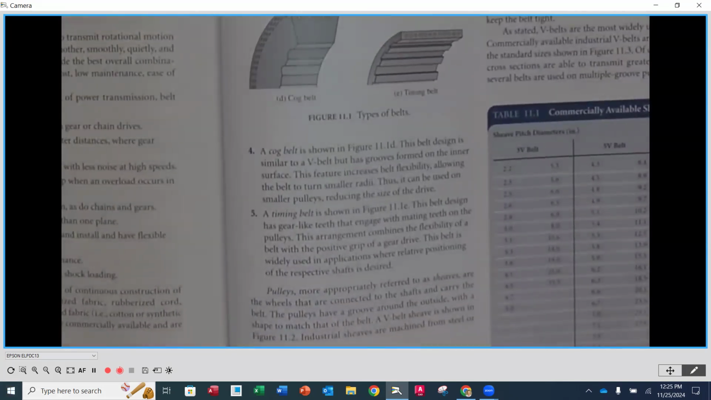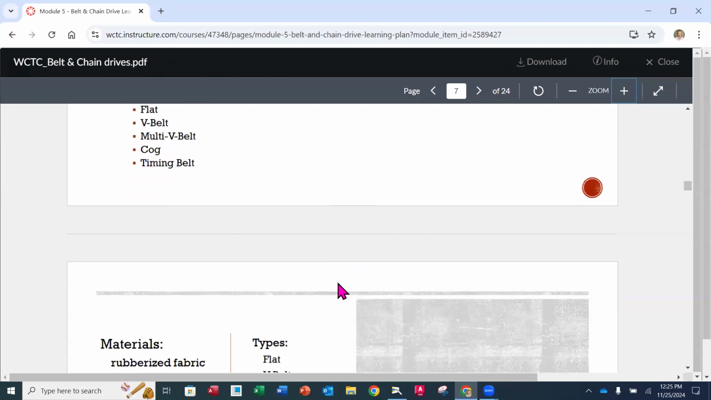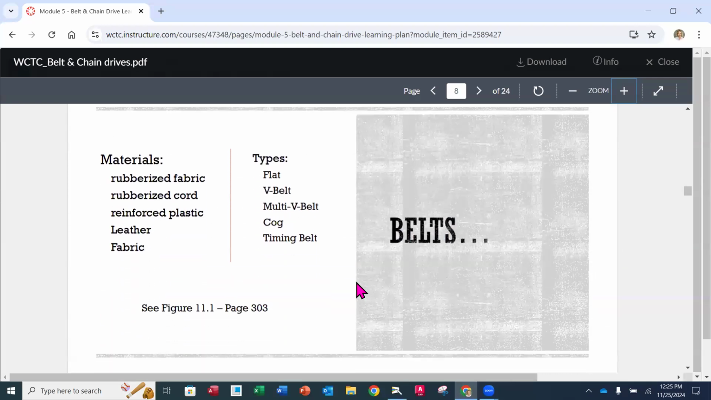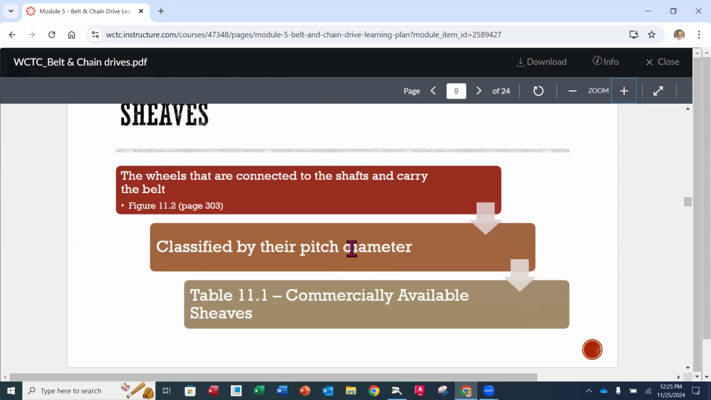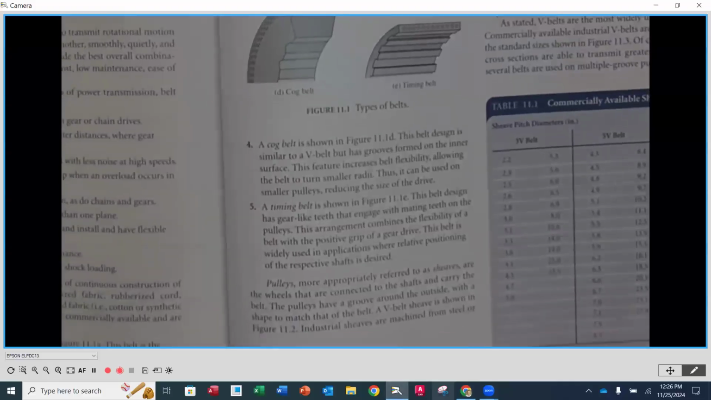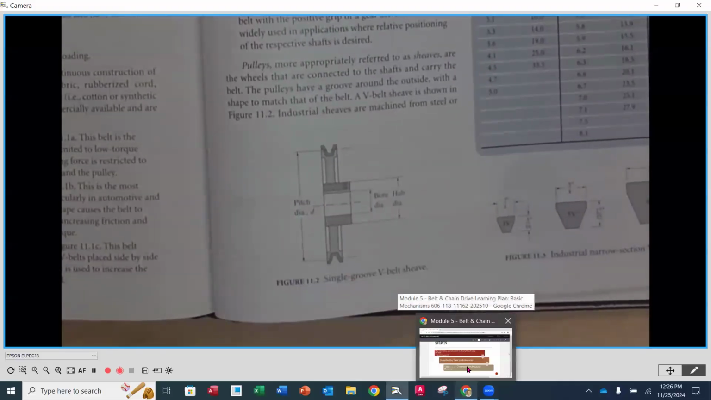Let's see what we have here. I just want to make sure that we're following along with our PowerPoint. So now let's talk about shivs. The shiv is going to be the rotating pulley, or shivs are what they're usually called when we're dealing with belts. They're going to be the wheels that are connected to the shafts and they carry the belt. So we've already pointed at what the cross section of a shiv would look like.